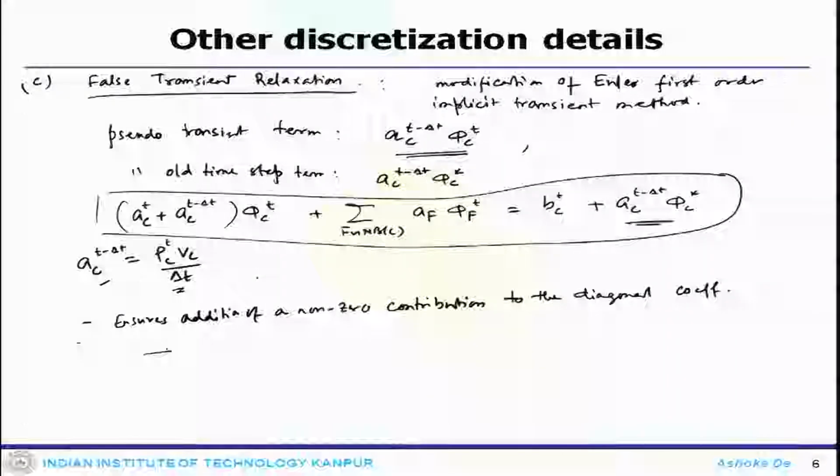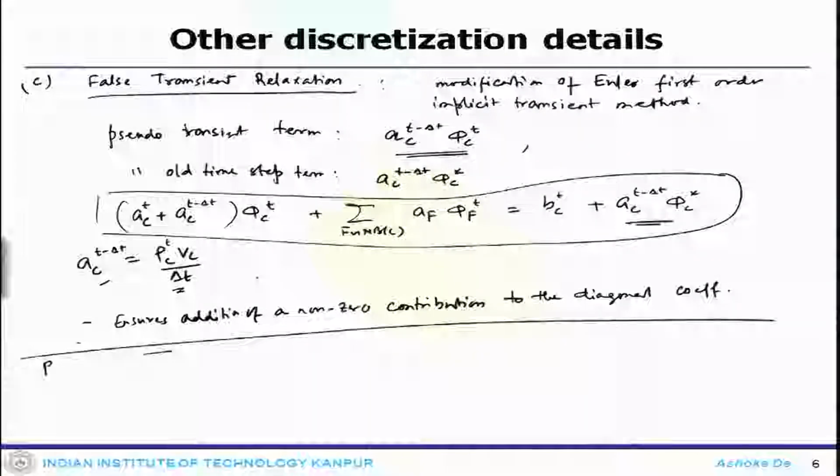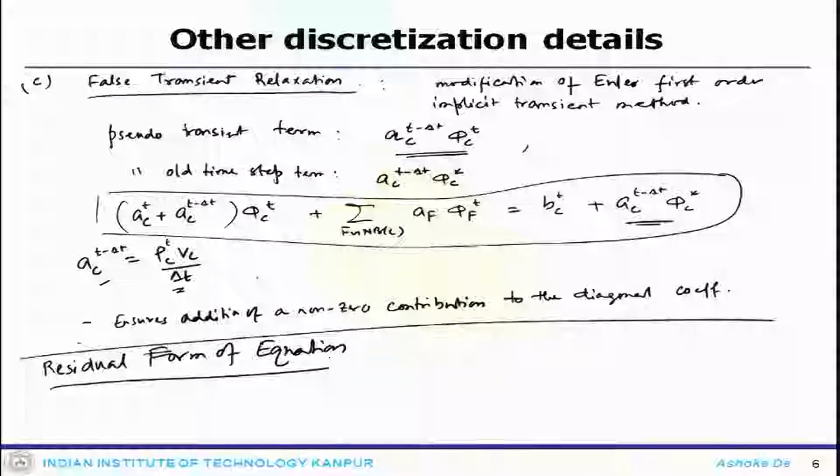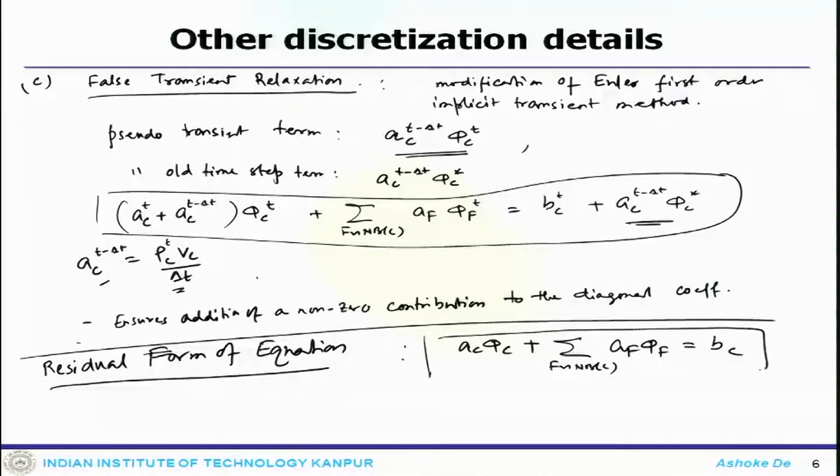Now we will look at the residual form of the equation. We have a discretized algebraic equation written in a very standard form, that is A_C phi_C plus summation of A_F phi_F equals B_C. So, this is a standard form.